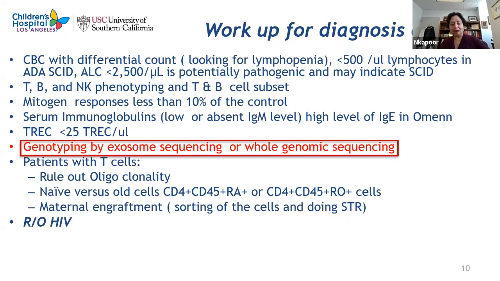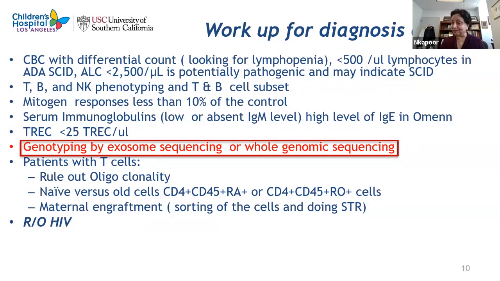So also in the process, we have to rule out that there's not oligoclonals. The T cells are there. We have to do the clonality testing there. And we have to look for the young versus old cell. So these are the markers: CD45RA is the marker for young cell, but CD45RO positive cells are the marker for the old cell.